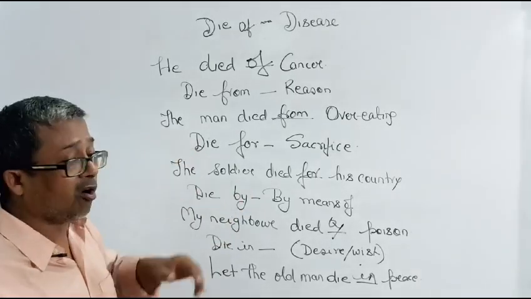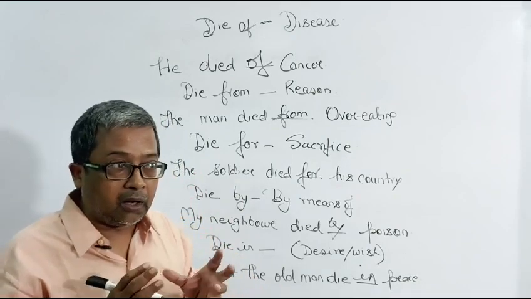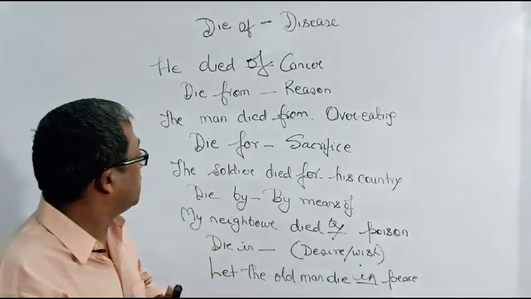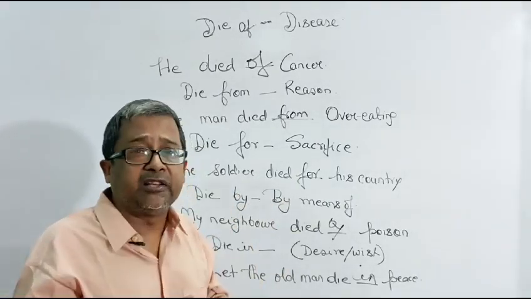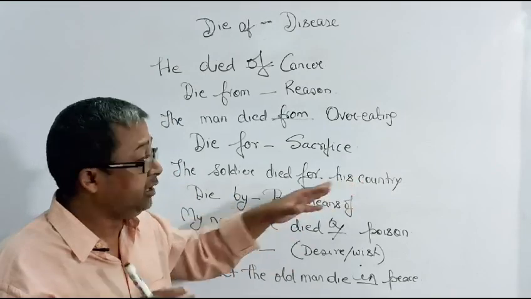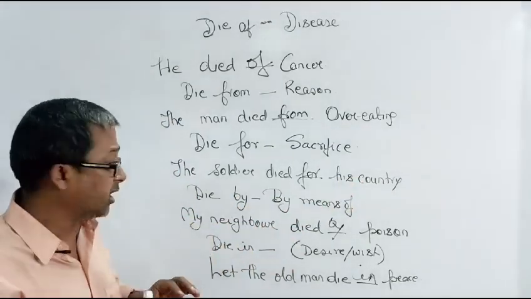Next, die for. We use die for when we want to highlight a meaning of sacrifice. So the soldier died for his country. The soldier sacrificed his life for his country. Here the soldier sacrificed. So here the meaning is sacrifice for his country.